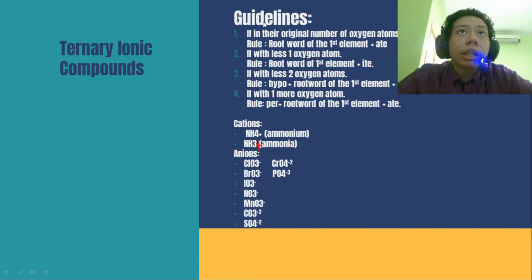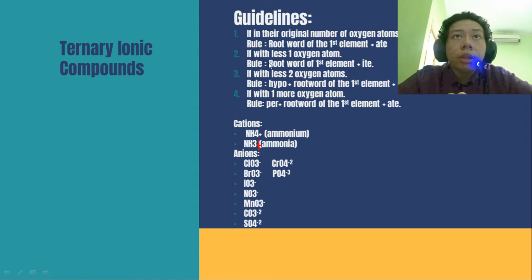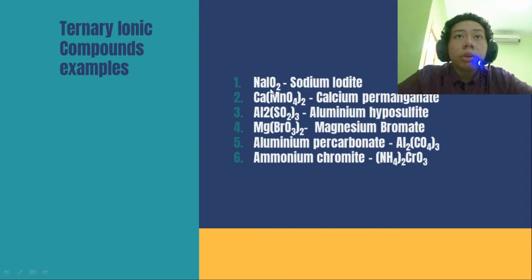Then we can use the guideline. If with one less oxygen atom, the rule is root word of first element plus ITE. So the root word of IO2 is from iodate. We replace ATE by ITE, so we get sodium iodite.